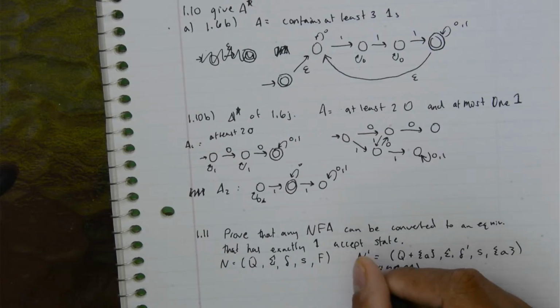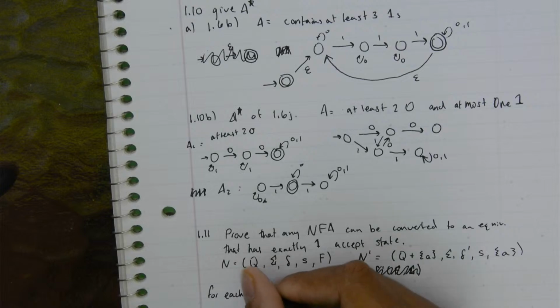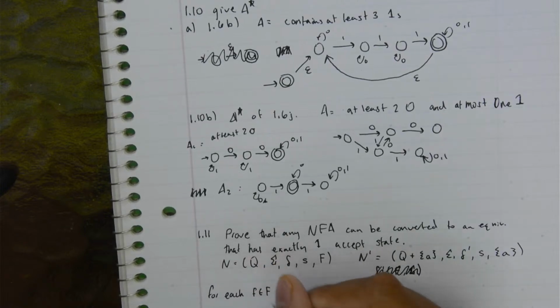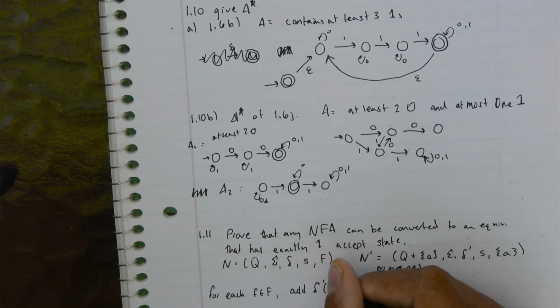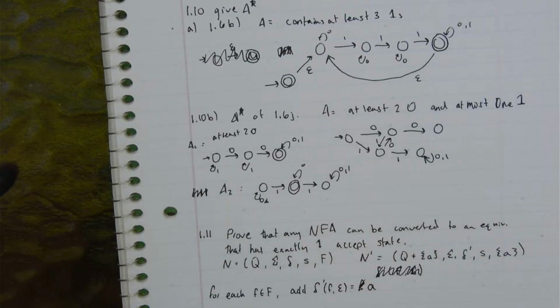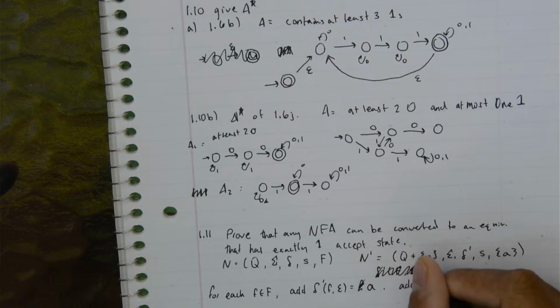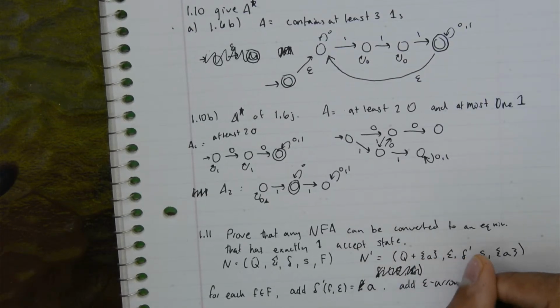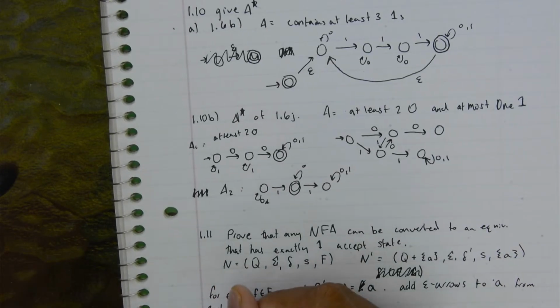What we're going to say is for each F in F, add delta prime of F epsilon is equal to A. So you're just going to add epsilon transitions. In other words, add epsilon arrows to A from each accept state.